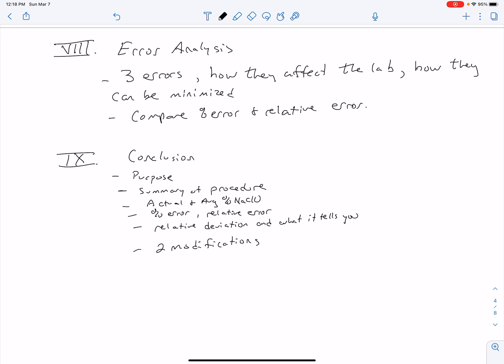Don't forget to also tell me the relative deviation. Remember, that tells you the precision in your trials. So how good were you at doing the lab? There was a 1% relative deviation, which means that the lab was replicated fairly well.